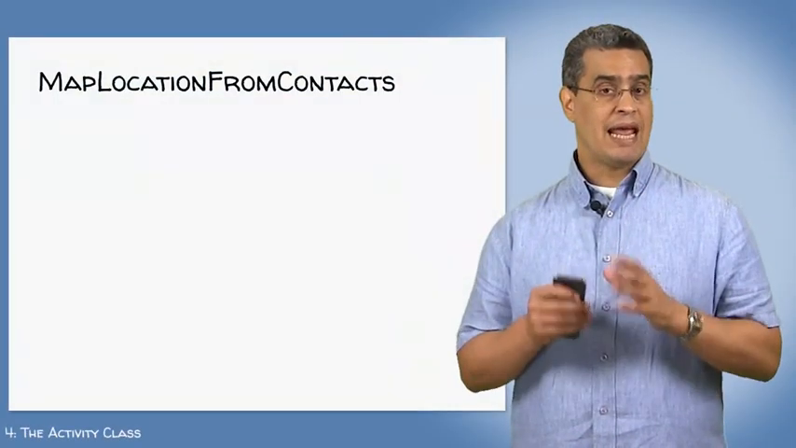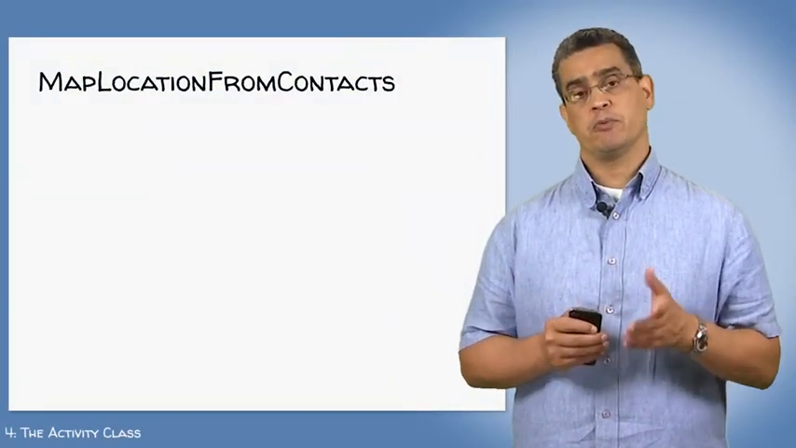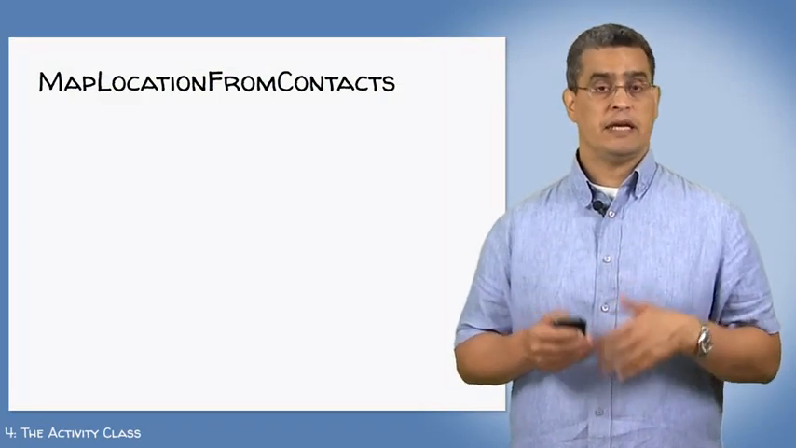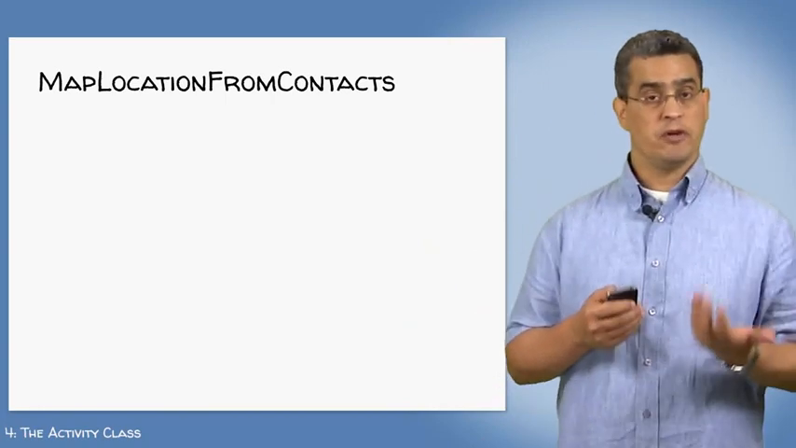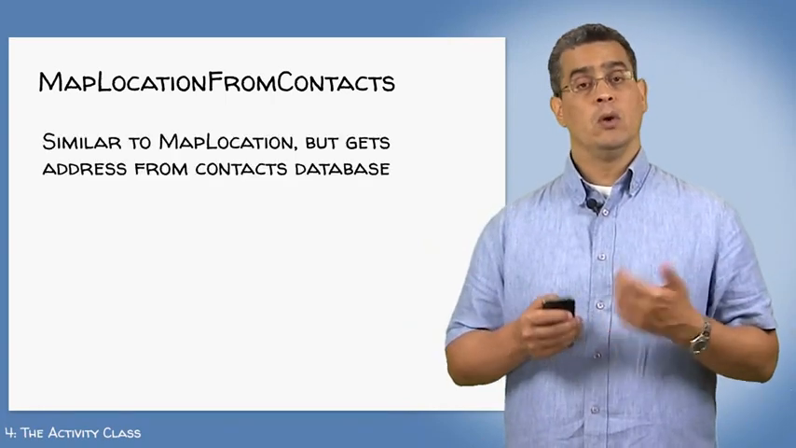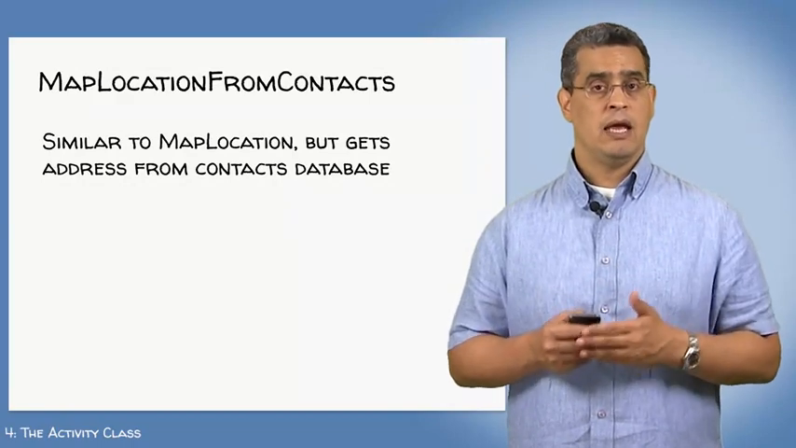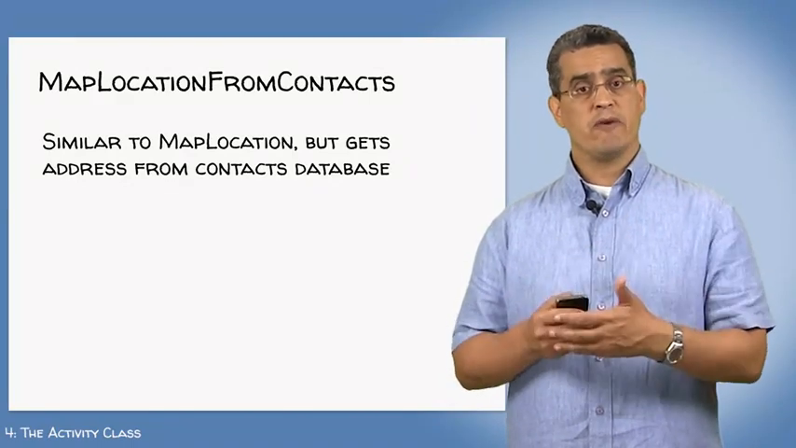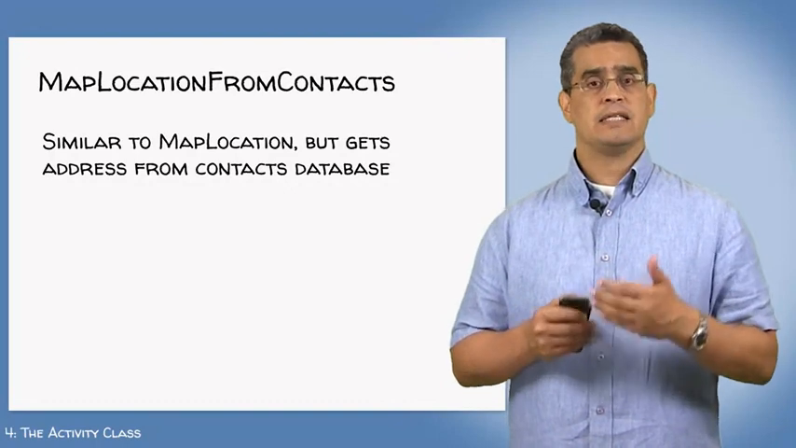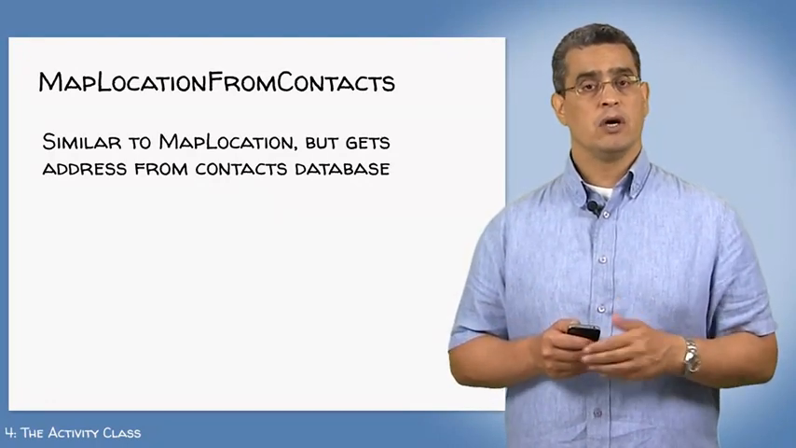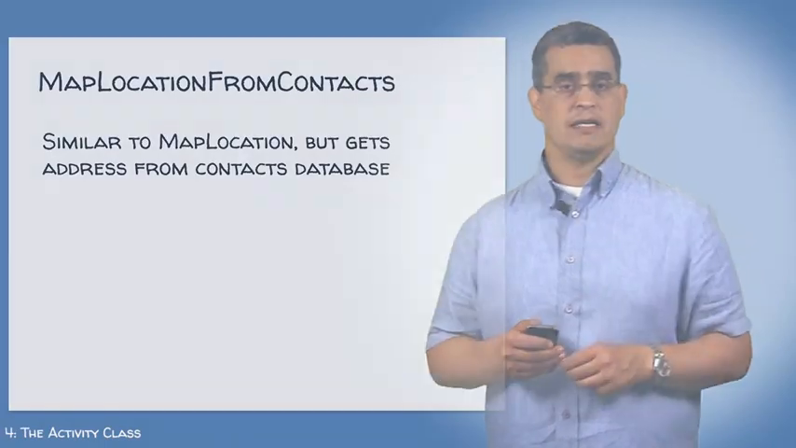Now you remember that entering an address in MapLocation was pretty slow. Well, here I'm going to show you a different application that, instead of asking the user to enter an address through the keyboard, will allow him or her to select a contact from the Contacts application and use the address of that contact as the address to center the map on. Let's take a look at this application called MapLocationFromContacts.